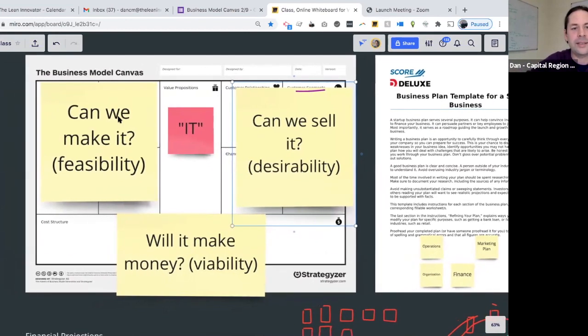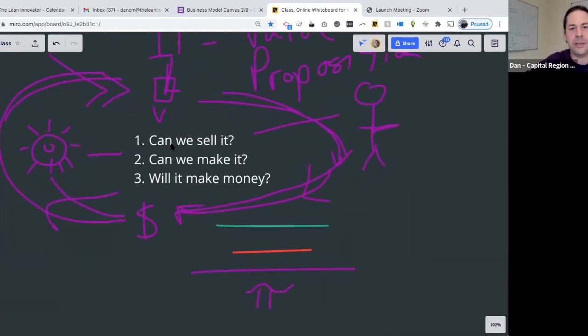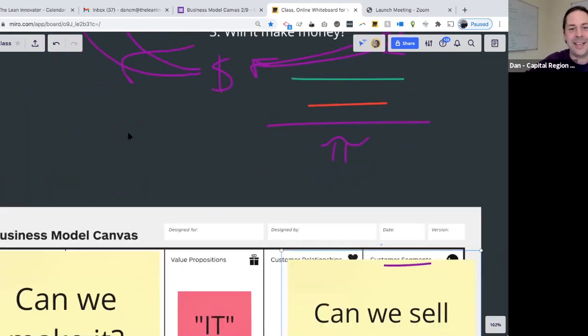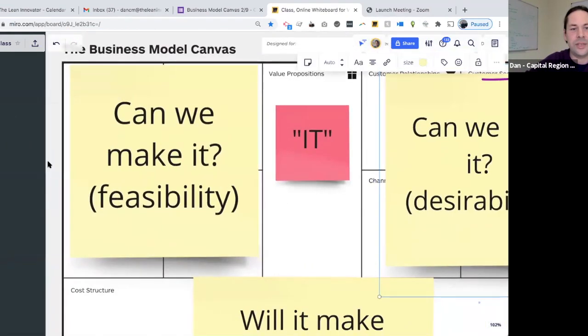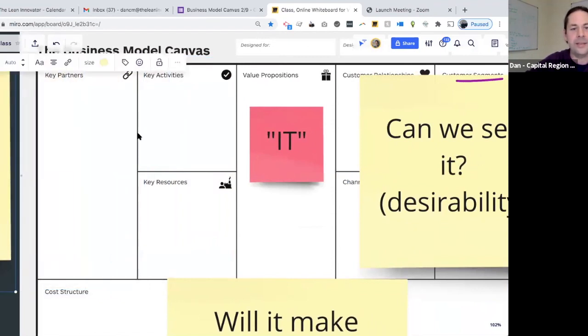Okay, so the next thing is, can we make it? Coming back to those three questions, can we sell it? Well, we beat that one into the ground. Let's look at, can we make it? I found that there are usually some key components that are always the same, and I can look at those using the business model canvas. So let's slide this sticky over here. Here's the thing: key resources, key activities, and key partners.